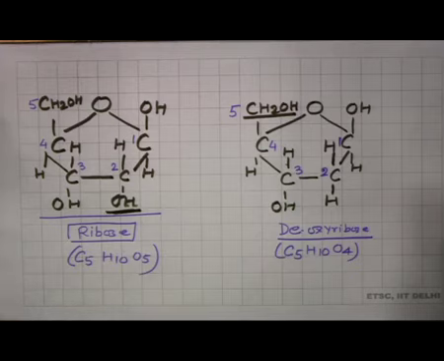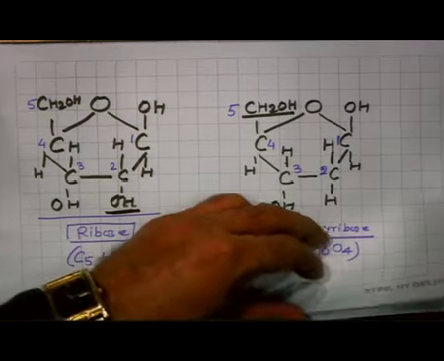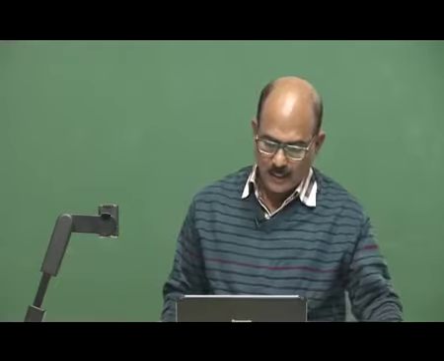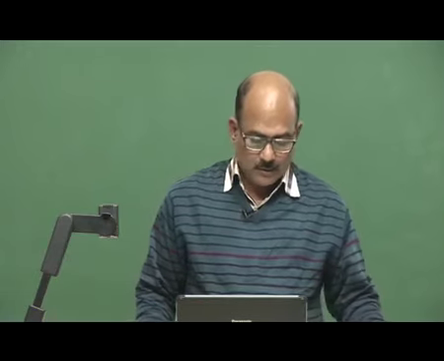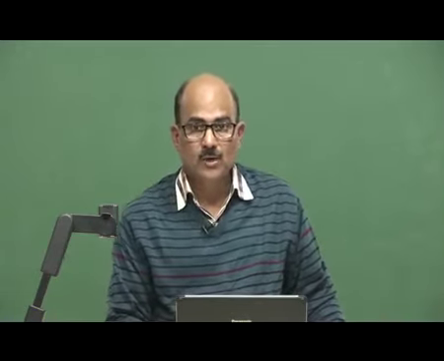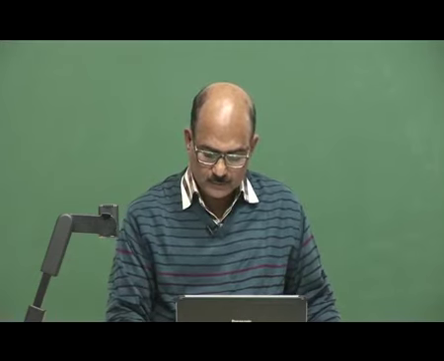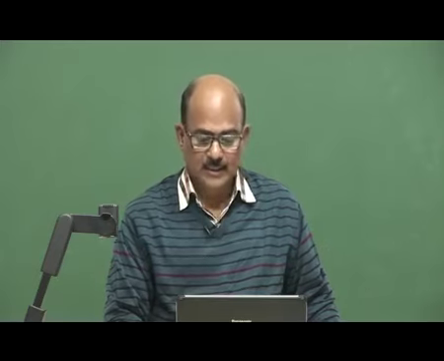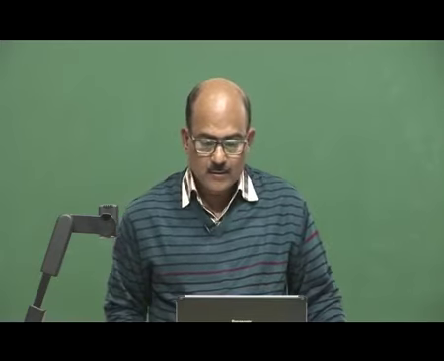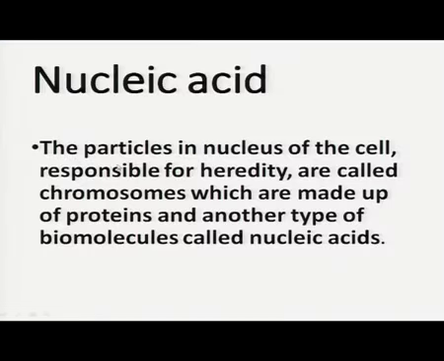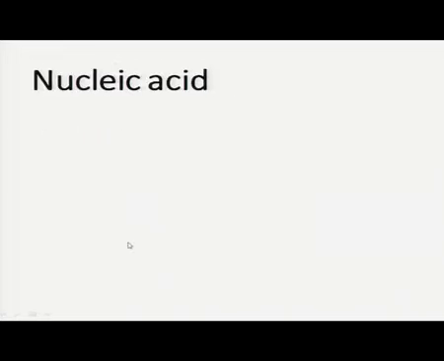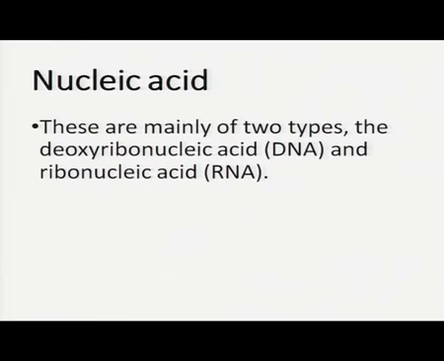Now, after writing all these structures, we are able to form the structure of DNA with the help of these biomolecules, and there is the formation of various types of bonds, that is the phosphodiester bond, hydrogen bond and glycosidic linkage. The nucleic acids are the particles in the nucleus of the cell responsible for heredity, called the chromosome, which are made up of protein and other biomolecules of nucleic acid. Two types of nucleic acid have already been discussed, DNA and RNA.